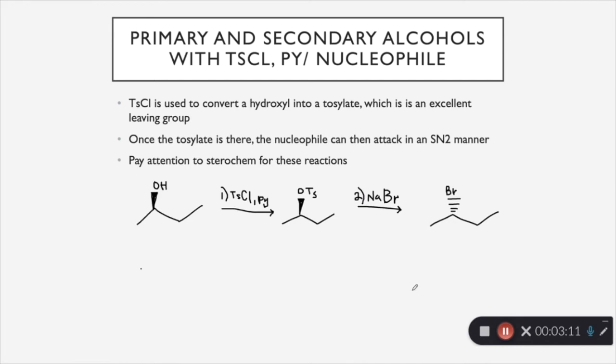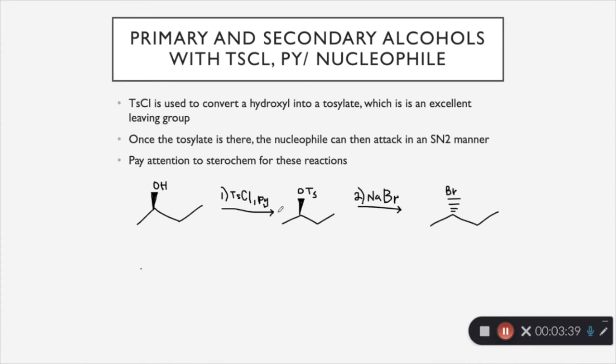So now we're going to talk about primary and secondary alcohols with TsCl and pyridine and a nucleophile. What TsCl is used for is to convert a hydroxyl into a tosylate. And a tosylate is going to be a much better leaving group than a hydroxyl. So that's step one, turn the hydroxyl into a tosylate using TsCl, and pyridine is just a catalyst.